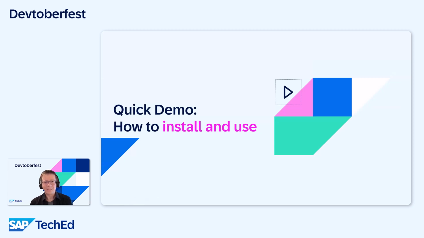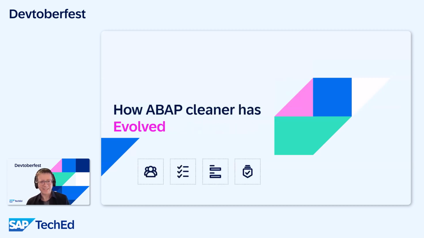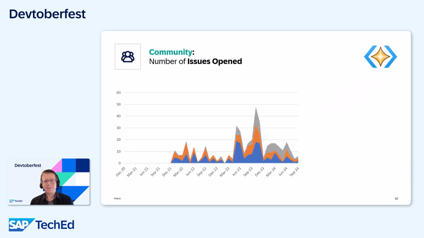Now, what has happened in between since last year, basically, in case you watched that? How has ABAP Cleaner evolved? First of all, what has really been great is you see here a graph of the number of issues opened. And ABAP Cleaner has had an inner source phase starting in December 21.